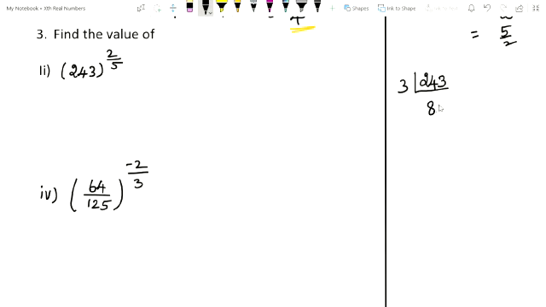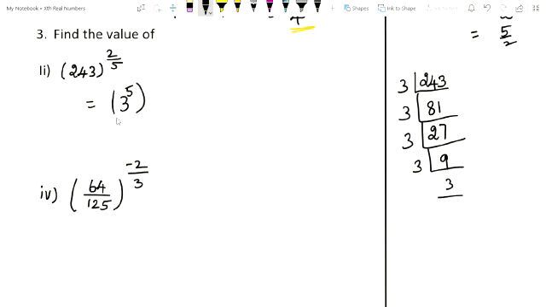8 3s are 24, 3 1s are 3. Again divide by 3. 2 3s are 6, remain 2. 7 3s are 21. Then 3. 9 3s are 27. Again 3. So how can you write the given number? Instead of 243, how can you write this? How many 3s are there? 1, 2, 3, 4, 5. So we can write it as 3 power 5 whole power 2 by 5.